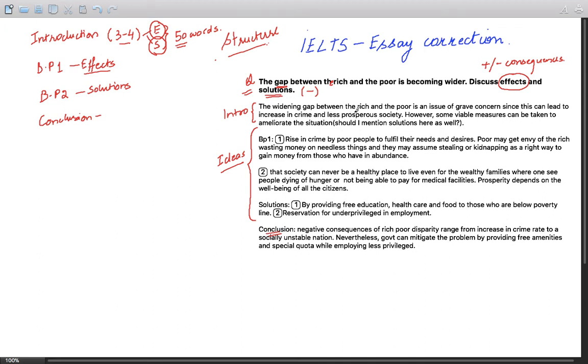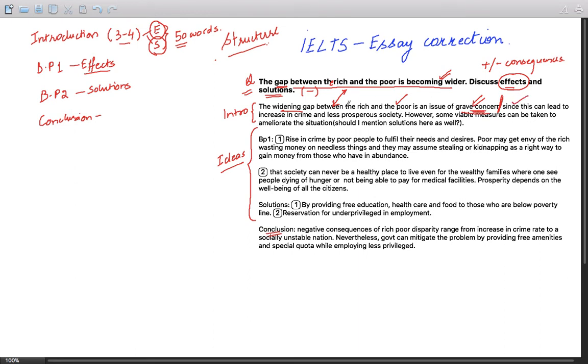The widening gap between the rich and the poor is an issue of grave concern. Now, this is an opening sentence, and I think this is a well-written sentence since she touches the statement. This is the question statement. Since it closely conforms to the question statement, this is a well-written one. She has mentioned the widening gap, that the gap is becoming wider, and she has expressed concern about it. Before writing the effects, she has mentioned it's an issue of grave concern. This is something positive. She has done a really good job.